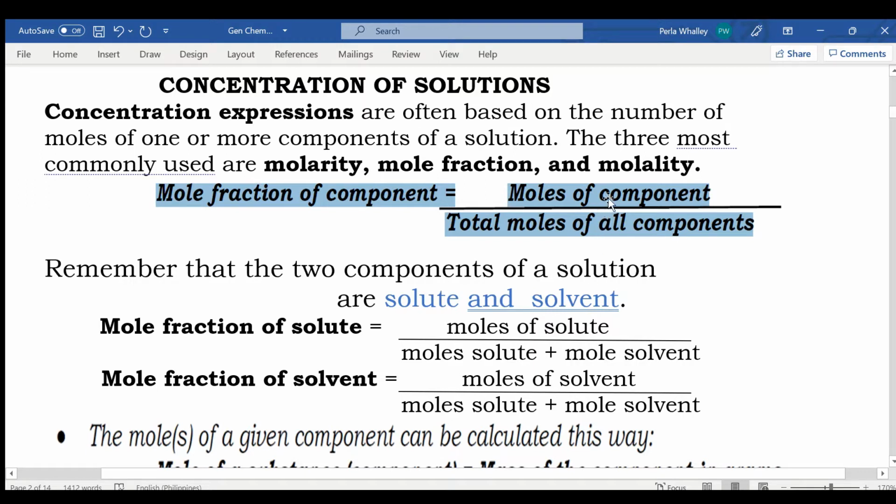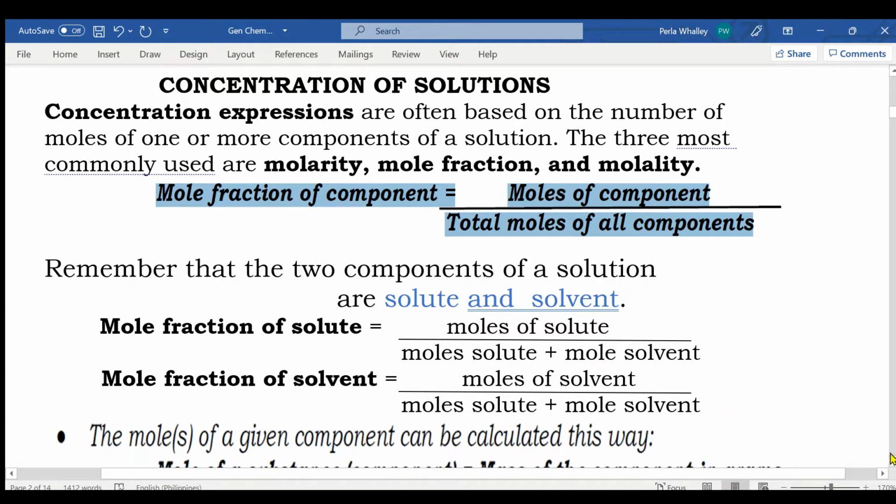So this component could be solute and/or solvent. Total moles of all components would be the moles of solute plus the moles of solvent. So mole fraction of solute is equal to moles of solute divided by moles of solute plus moles of solvent, while mole fraction of solvent is equal to moles of solvent divided by moles of solute plus moles of solvent.